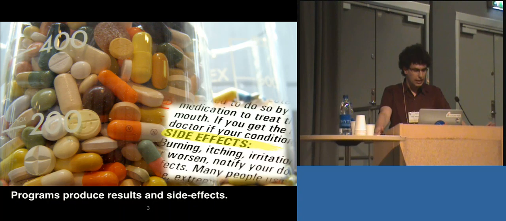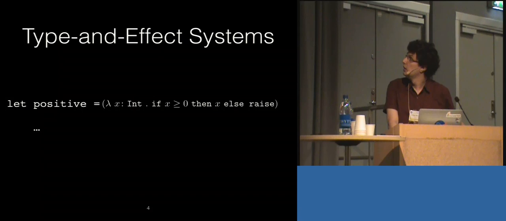Programs are a bit like medication in that they produce both results and, ultimately, side effects. One of the ways to make these side effects explicit is using type and effect systems. Let's take a look at a type and effect system with an example. Here we have a function that we call positive. I will fill in the rest of this example later, but let's take a closer look at the function for now.